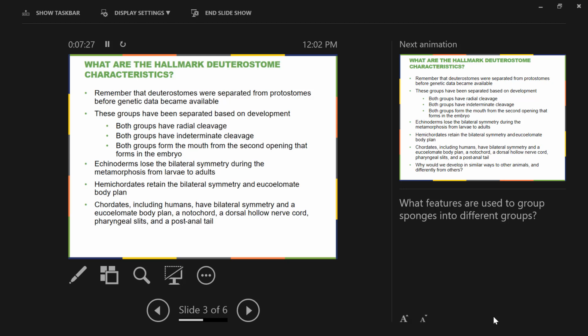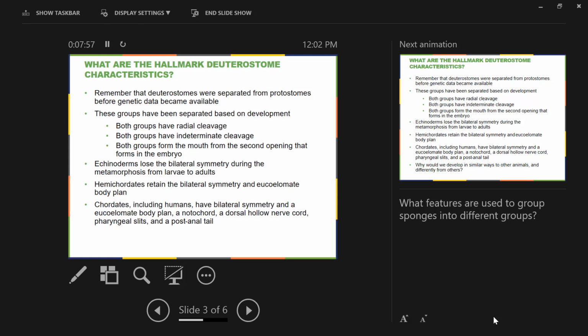And then chordates. So this is the other major phylum of Deuterostomes, including humans, have bilateral symmetry and a eucoelomate body plan throughout their development, as well as some other features that are not shared with other Deuterostomes. Okay? A notochord, a dorsal hollow nerve cord, pharyngeal slits, a post-anal tail, and then there's another one that we'll talk about when we get into chordates next week.